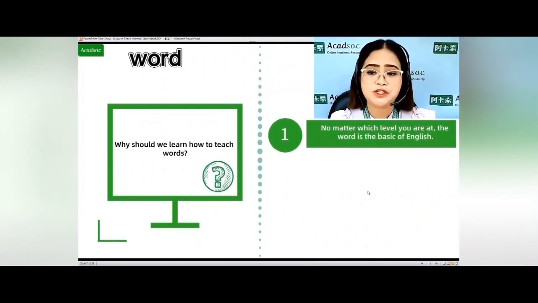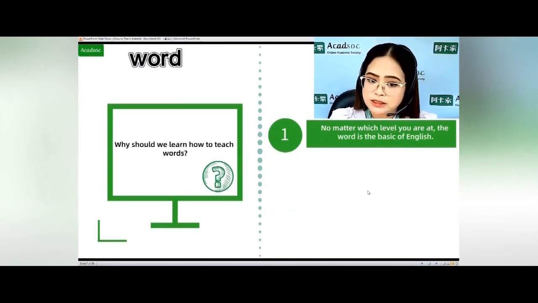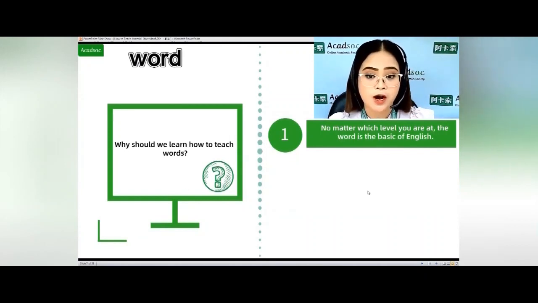Because no matter which level you are at, the word is the basics of English. It's like the building block of learning a language. So if a person would try to learn a language, he or she would need to know the basics first. They would need to dig the basic, which is the word.